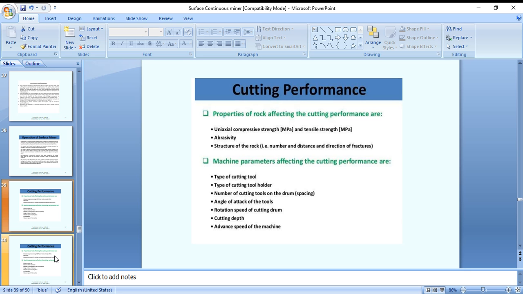Machine parameters affecting the cutting performance are the type of cutting tools, type of cutting tool holders, number of cutting tools on the drum, angle of attack of the tools, rotation speed of the cutting drum, cutting depth, and advance speed of the machine. So these are also other factors, the machine parameters, affecting the cutting performance.